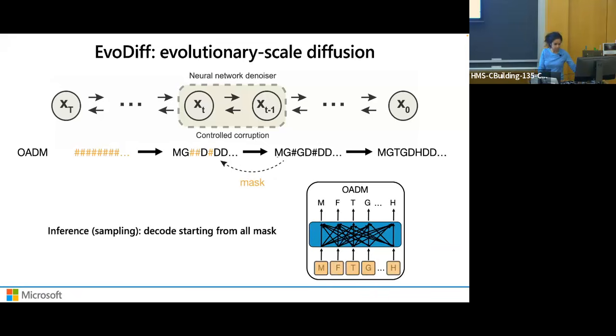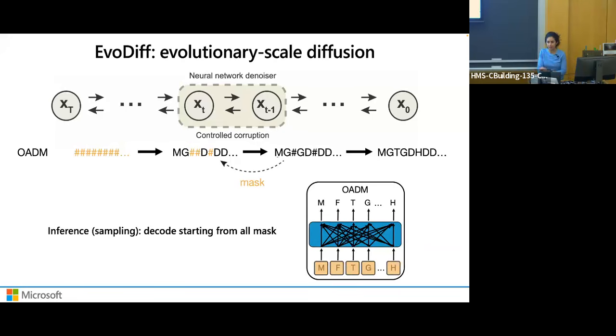Yes? So I guess when I think of noise or corruption, I would assume you're mutating amino acids. Can you say maybe why masking versus randomly changing? Yes, absolutely. So the question is about mutating versus masking, and it transitions exactly to the next slide.